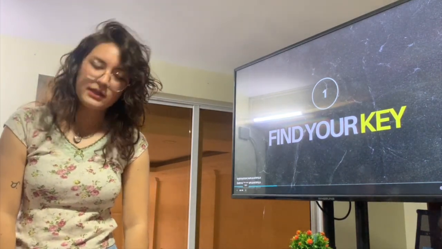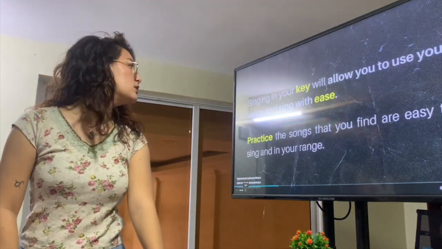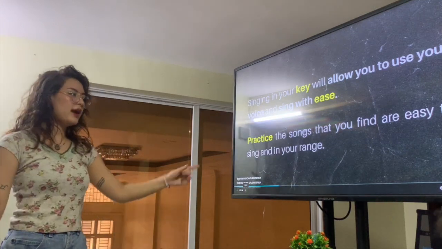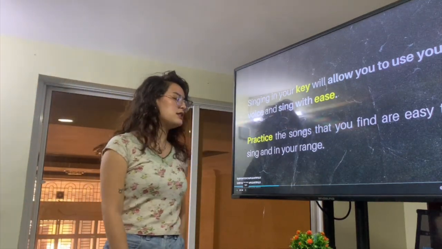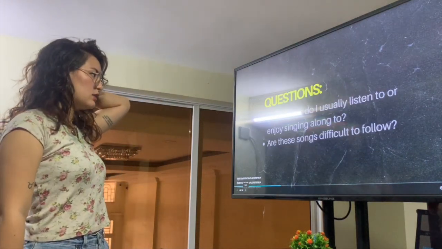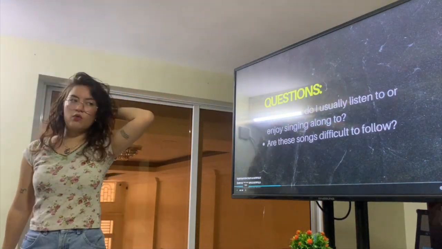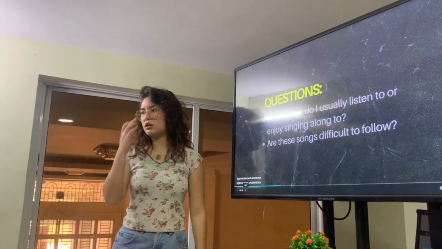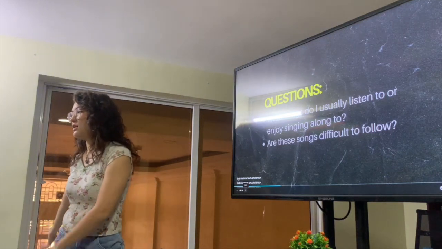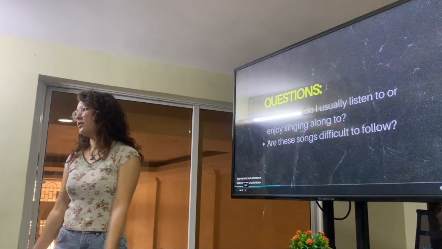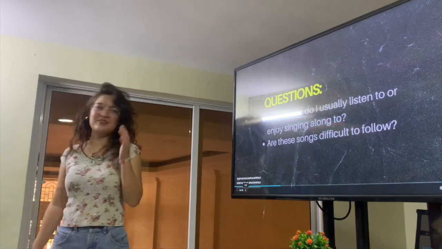And yeah, so next slide. Singing in your key will allow you to use your voice and sing with ease. So practice the songs that you find are easy to sing and in your range. Okay, next slide. So, how do I know? Well, ask yourself, what songs do I usually listen to or enjoy singing along to? Maybe Disney songs. Maybe you like the movie Frozen and you can sing Let It Go. Wow. Maybe that's your key.